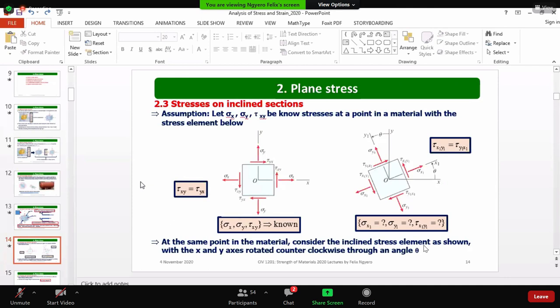And like I said before, there are two methods. The first method is using equations. That is called the analytical method, using equations. And the second method is a graphical method that makes use of Mohr's circle to do the same thing. Okay.